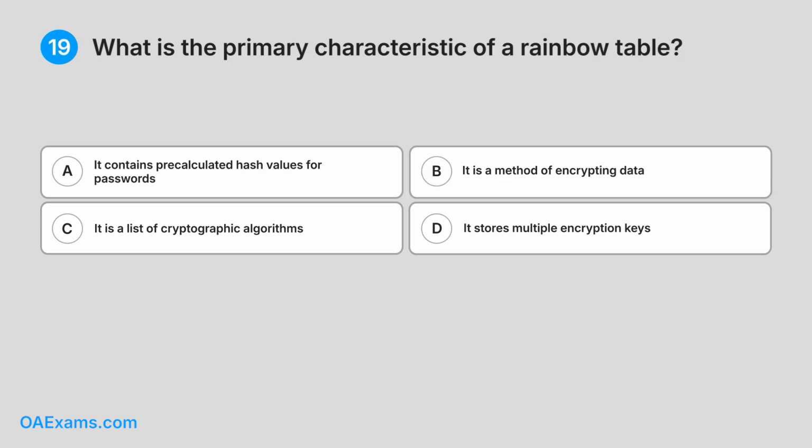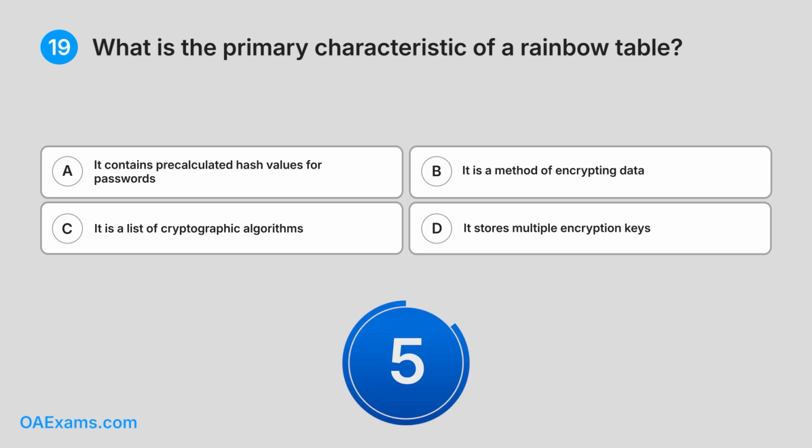19. What is the primary characteristic of a rainbow table? A. It contains pre-calculated hash values for passwords. B. It is a method of encrypting data. C. It is a list of cryptographic algorithms. D. It stores multiple encryption keys. What do you think is the answer?